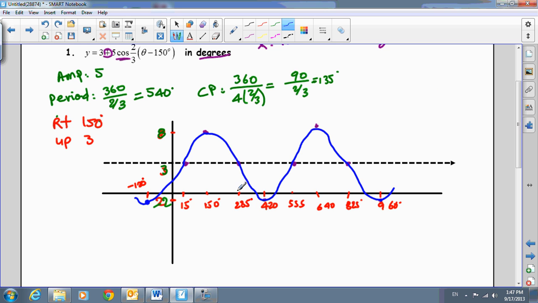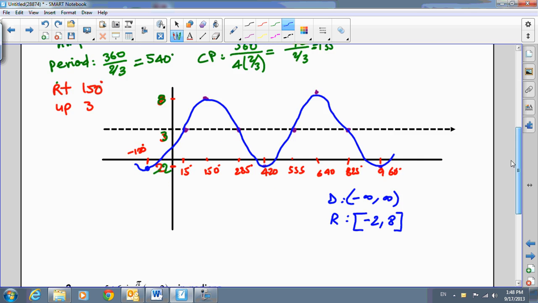Now let's go ahead and talk about the domain. The domain here is from negative infinity to infinity, because we do not know where it's going to start or where it's going to end. And the range here will always be between negative 2 and 8, and we definitely need brackets around negative 2 and 8. Let's go ahead and try the second one.